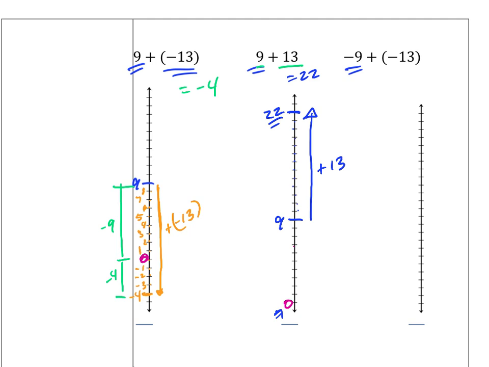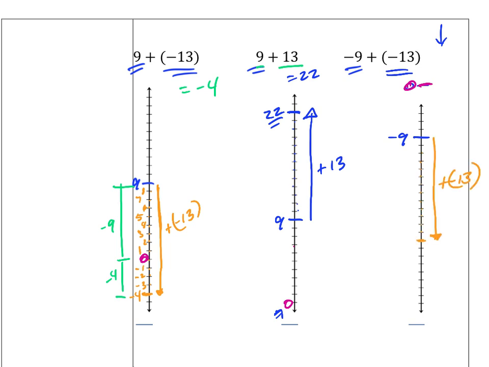What about negative 9 plus negative 13? Remember, you got to think about which direction am I going when I add a negative. And when I add a negative, I'm going down, right? So when I draw this, I'm going to start at negative 9, which means 0 is like up here somewhere, right? Because I'm on the negatives, right? So negative's there, and I'm going to go down 13.